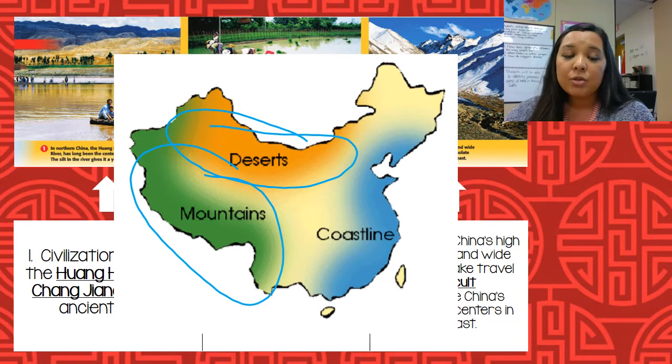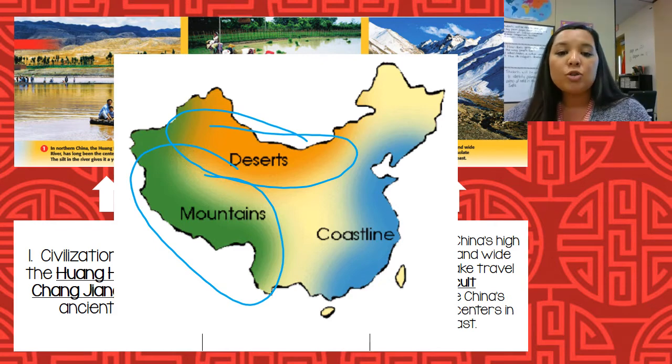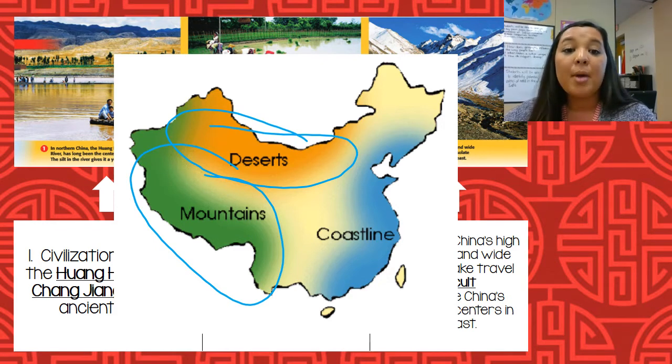These mountains and deserts were natural barriers. Remember, that's something we've talked about all year, natural barriers. These natural barriers kept China isolated from other civilizations for many centuries.